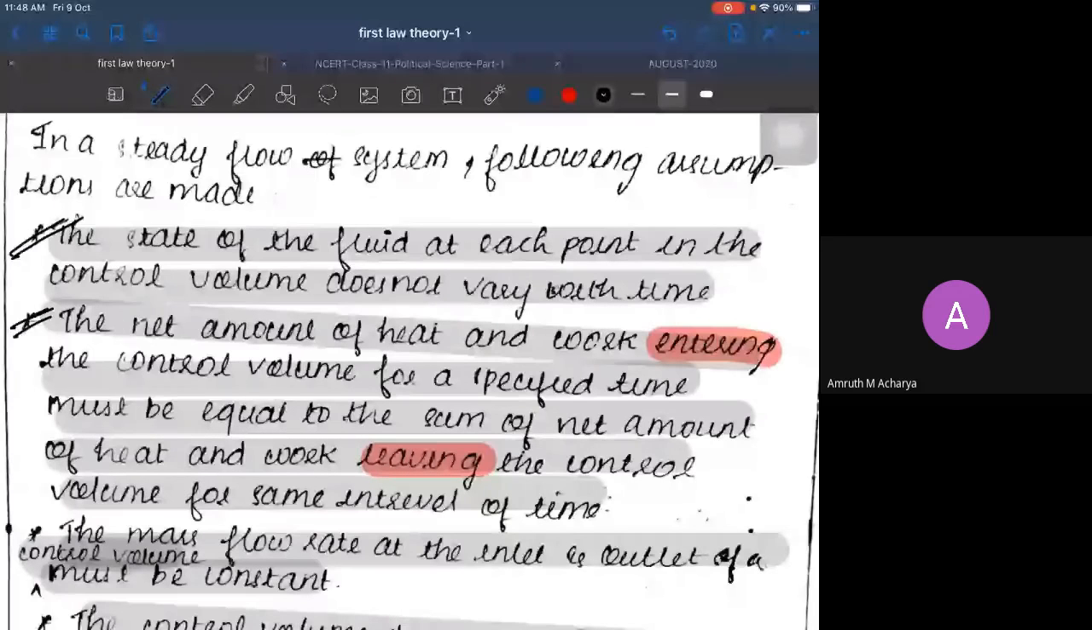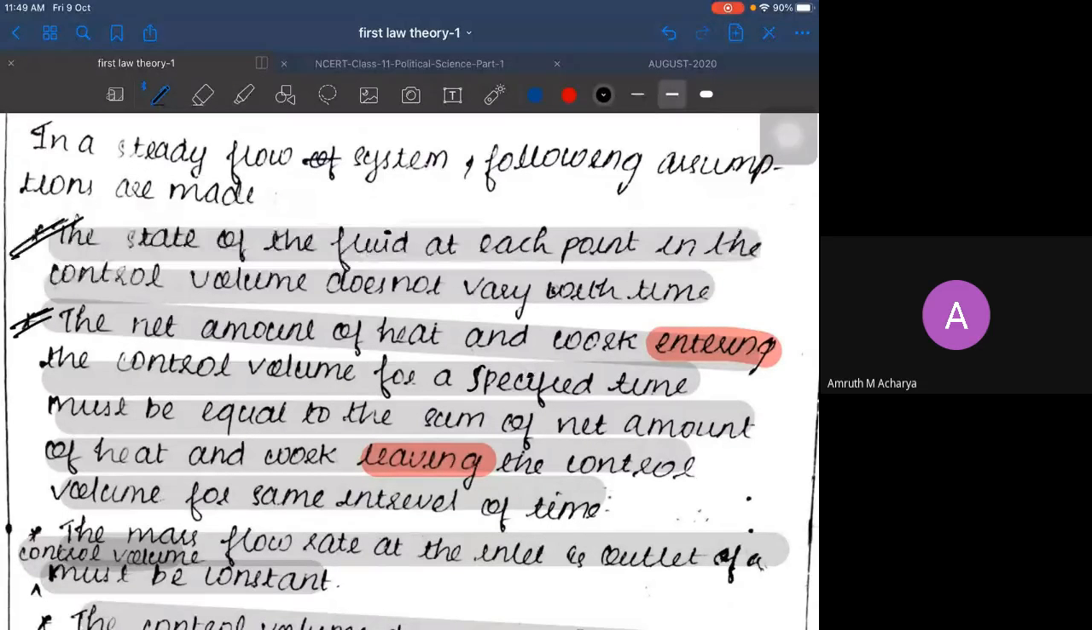The net amount of heat and work entering the control volume for a specified time must be equal to the net amount of heat and work leaving the control volume for the same interval of time. Many of you are asking me doubts regarding the notes which I sent. This is not written by me. I have just taken the notes from a previous student.